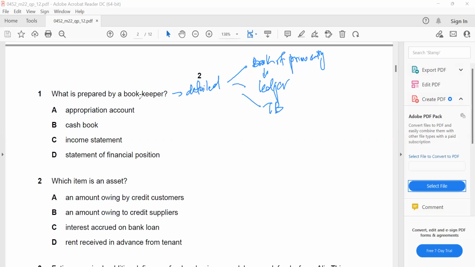So the appropriation account actually is under the partnership and also the company accounts. You will have an appropriation account. This is not. Okay, cash book is part of the books of prime entry. So the answer should be B.